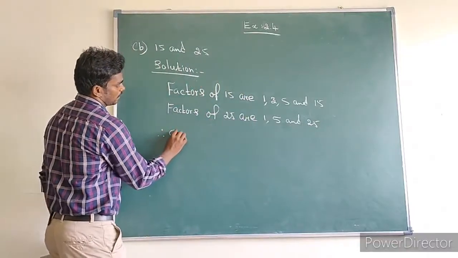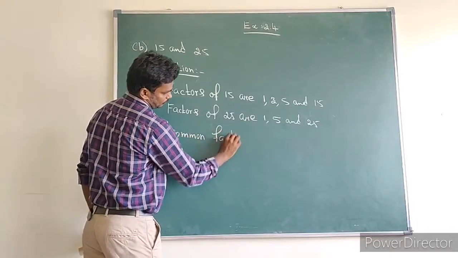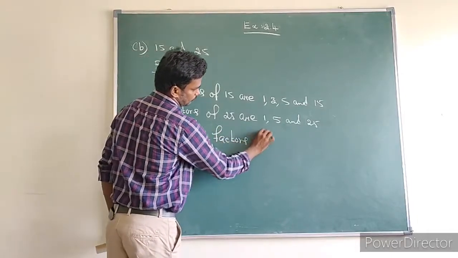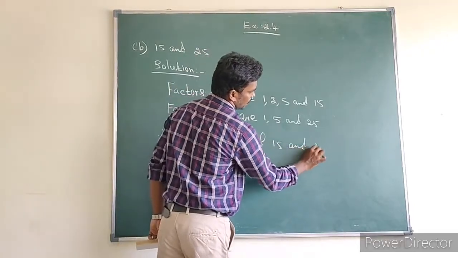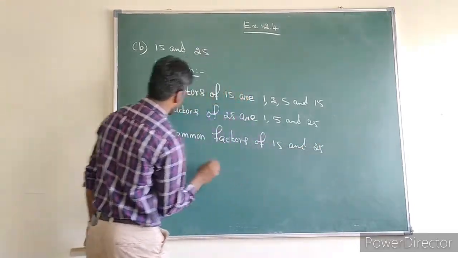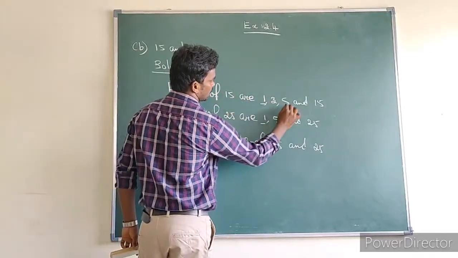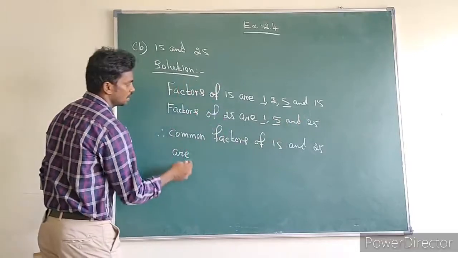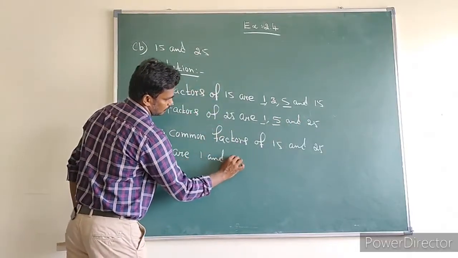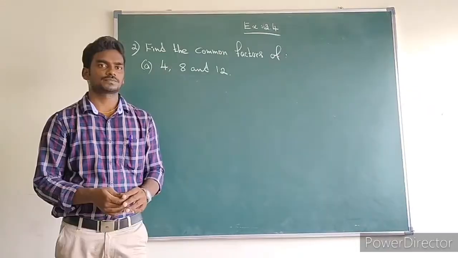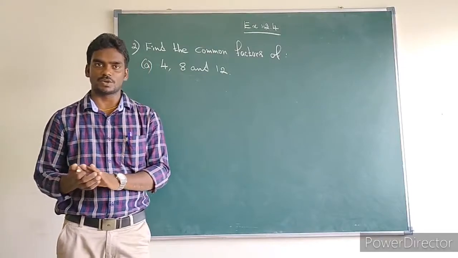Therefore, the common factors of 15 and 25: what are the common factors here? 1 is a common factor and 5 is a common factor of these two numbers. So the common factors of 15 and 25 are 1 and 5. So our first pattern, C and D questions, are your homework sums.